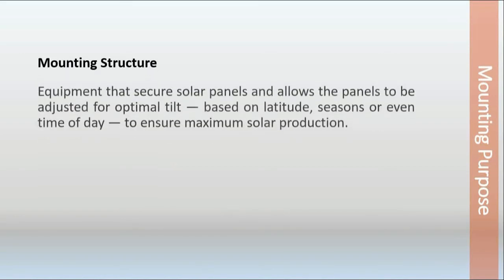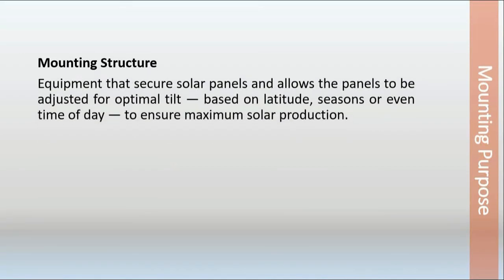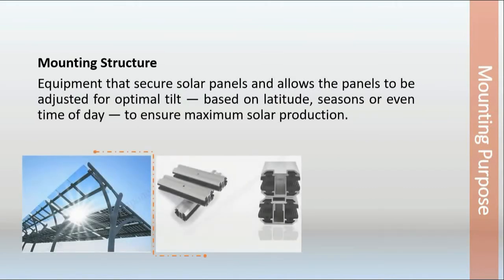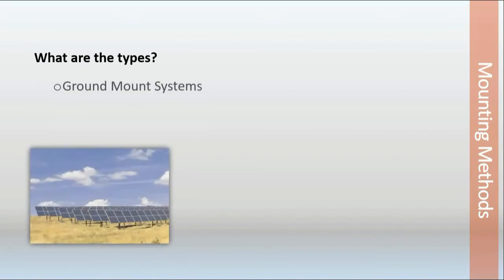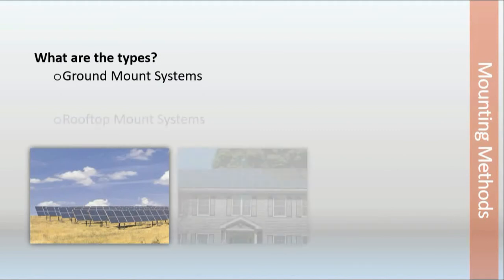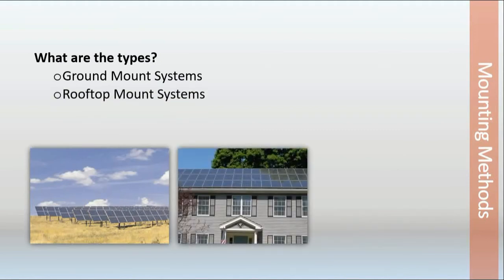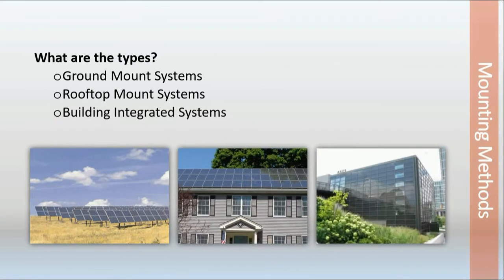So mounting structures, we use them to secure the panel against the wind, and also to adjust these modules toward the sun, whether fixed tilting or we track the sun position. There are many types of grounding or mounting methods. We have the ground mount system, we have the rooftop mount system, and we have the building integrated systems.